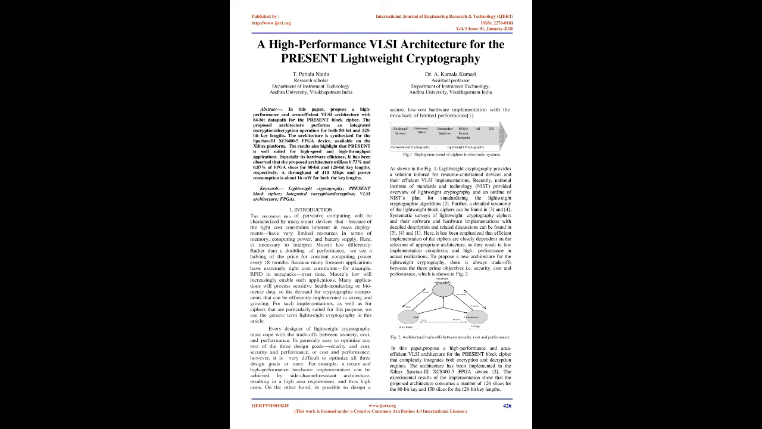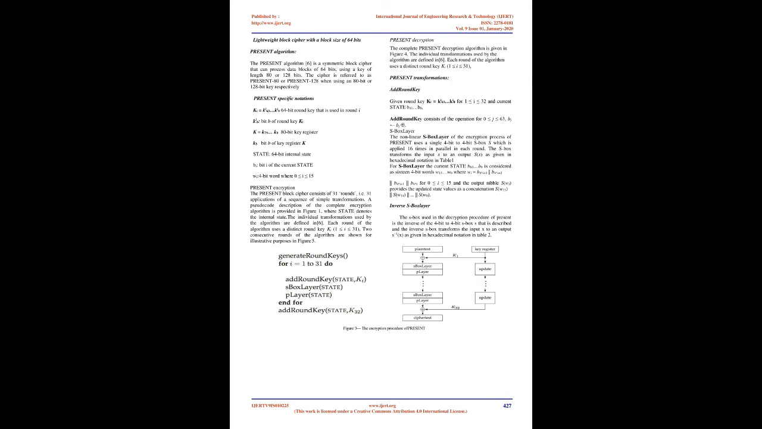For such implementations, as well as for ciphers that are particularly suited for this purpose, we use the generic term lightweight cryptography in this article. Every designer of lightweight cryptography must cope with the trade-offs between security, cost, and performance. It's generally easy to optimize any two of the three design goals: security and cost, security and performance, or cost and performance. However, it is very difficult to optimize all three design goals at once. For example, a secure and high-performance hardware implementation can be achieved by a side-channel resistant architecture, resulting in a high area requirement, and thus high costs. On the other hand, it's possible to design a secure, low-cost hardware implementation with the drawback of limited performance.